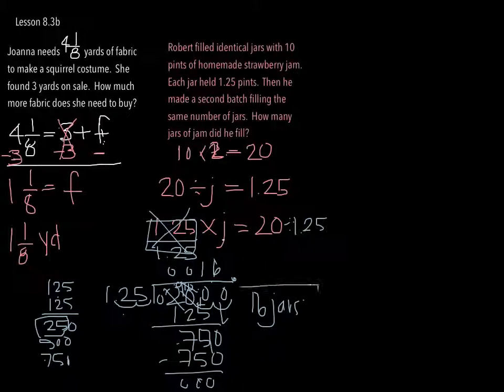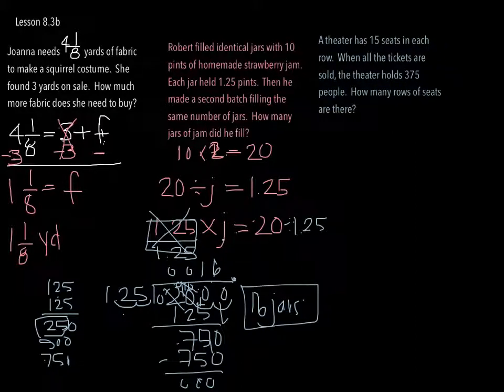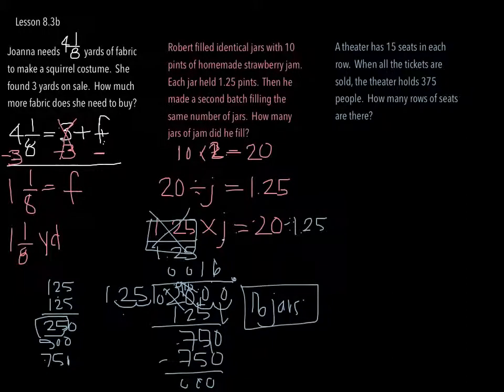Okay, so that is problem number 2. All right, give me a second. I'll type up problem number 3, and we'll work on that one next. A theater has 15 seats in each row. When all the tickets are sold, the theater holds 375 people. How many rows of seats are there?